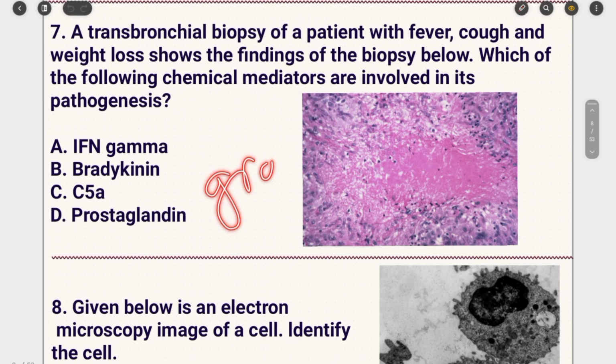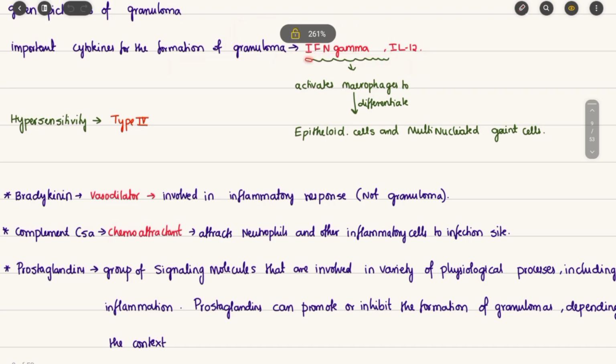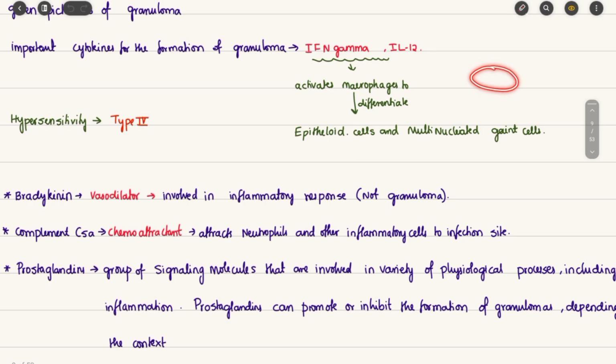Granuloma, G for G. What is that? Interferon gamma. Okay. The picture is of a granuloma. The important cytokines for the formation of granuloma is interferon gamma, interleukin 12. What these chemical mediators do? They will activate the macrophages, which differentiates into the epithelioid cells and then multinucleated giant cell. These are the epithelioid cell. This again will coalesce together to form the multinucleated giant cell.